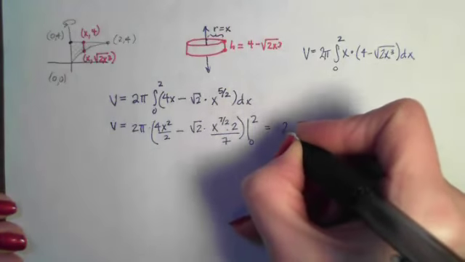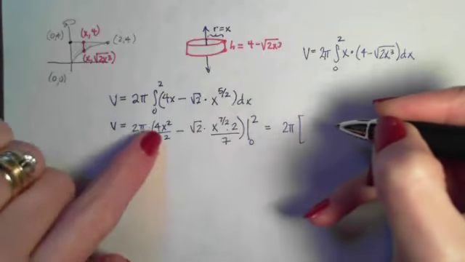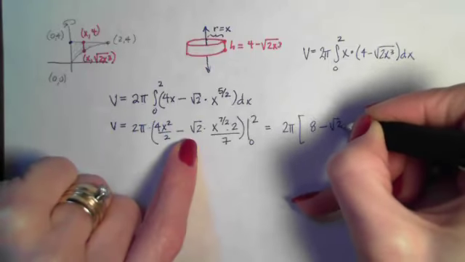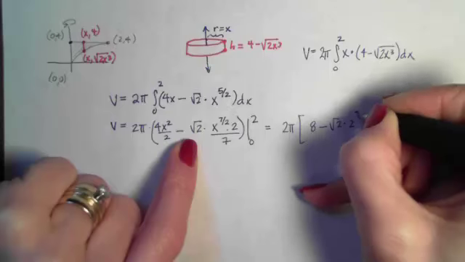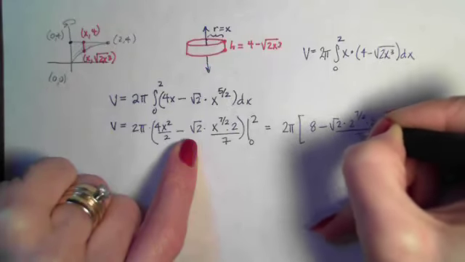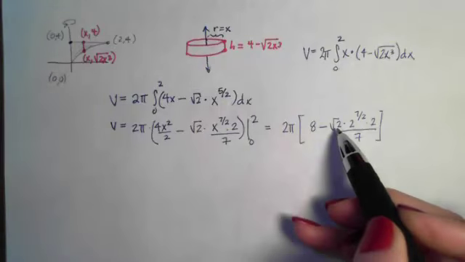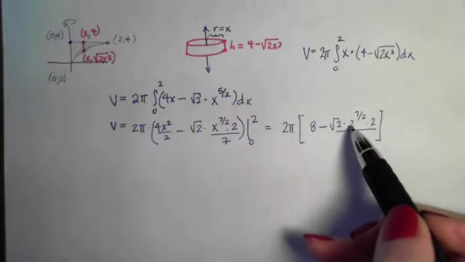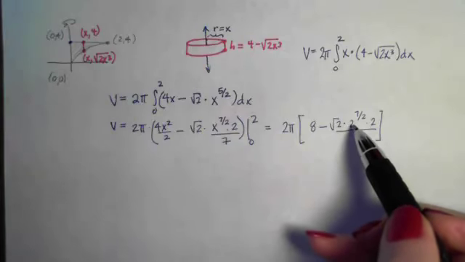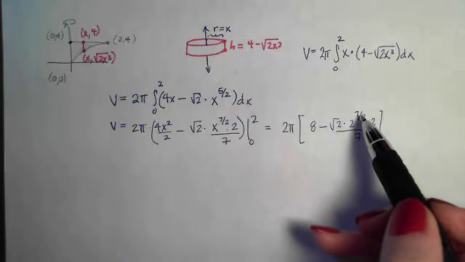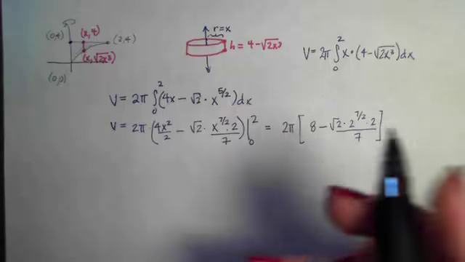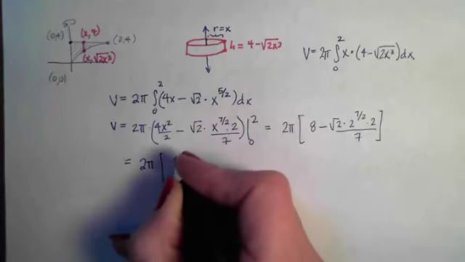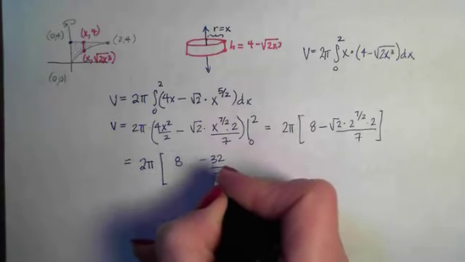So the first thing I'll plug in is the 2. So this is a 2x squared, so that's going to give me an 8 minus a root 2 times a 2 to the 7 halves times a 2 all over a 7. Well, looking at that, the 0 doesn't give me anything, so I didn't subtract anything. If I do 2 to the 1 half times 2 to the 7 halves, that's 2 to the 8 halves, because you add those exponents, which is 2 to the 4th, and 2 to the 4th is 16 times 2 gives me 32. So I have a 2 pi times an 8 minus a 32/7.